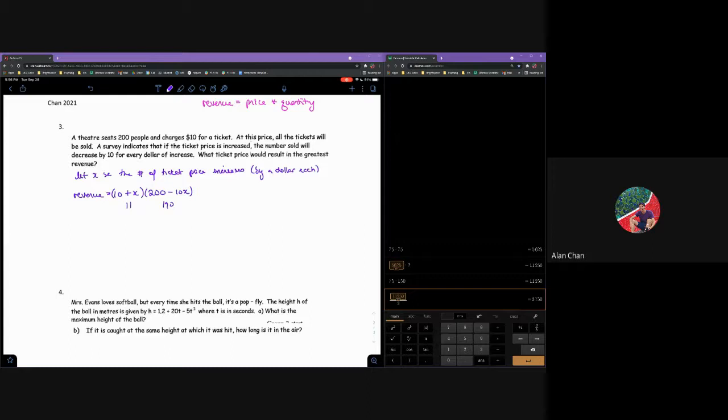If x was 2, I would charge $12 and I would lose 20 seats. So I'd only have 180. And then this is my total revenue, 12 times 180. So the question is, when do I maximize this? Now let's take a look at this equation. We want to maximize this.